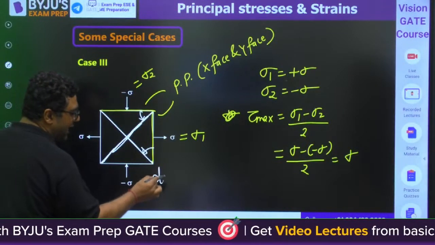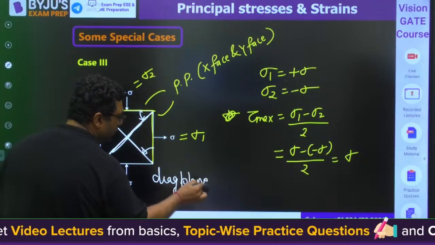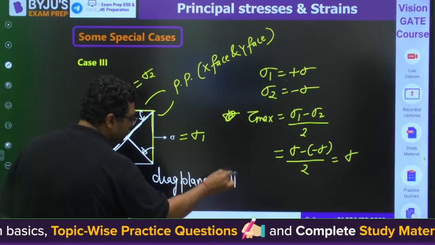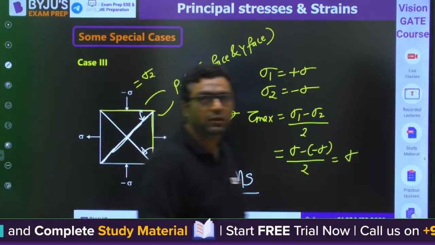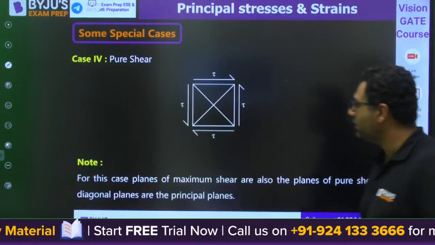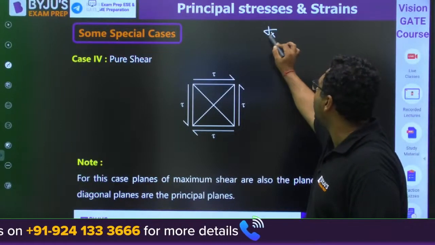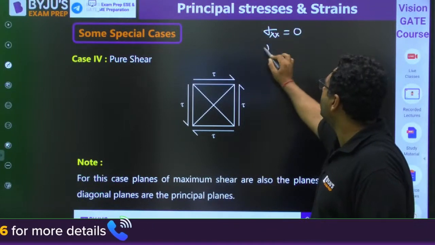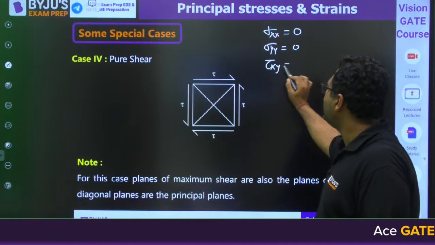So we can say diagonal planes are planes of maximum shear. Planes of maximum shear. So guys, now we are moving further. This is the case of pure shear. Here you already know sigma xx is 0, sigma yy is 0, tau xy is tau.